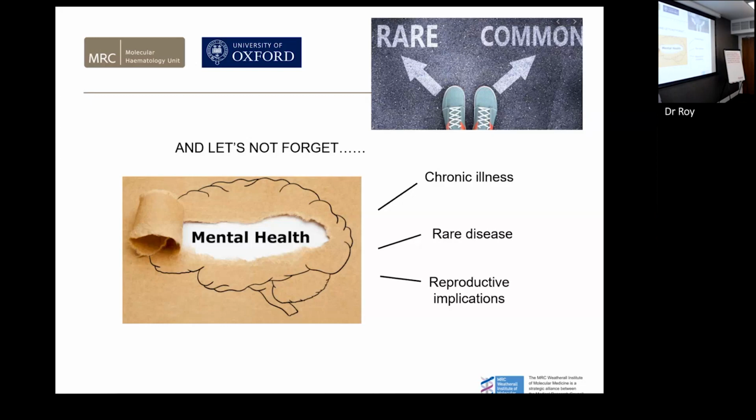And then just more generally, when we're looking after people with rare disorders, chronic conditions, we've got to think about mental health. The mental health issues come from having a chronic illness, having a rare disease, and also the reproductive implications that it has for a lot of patients.